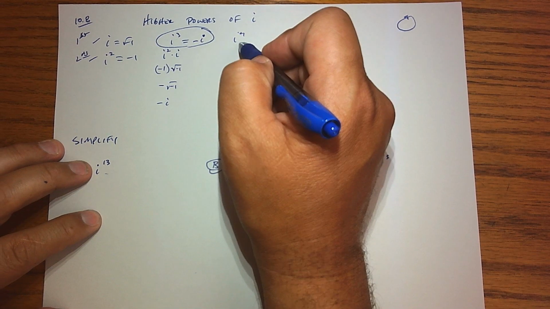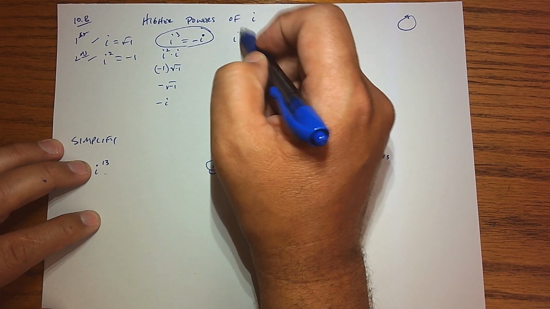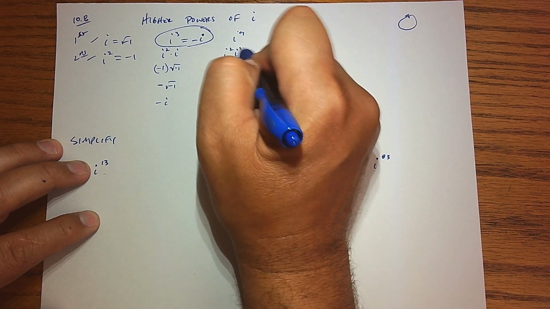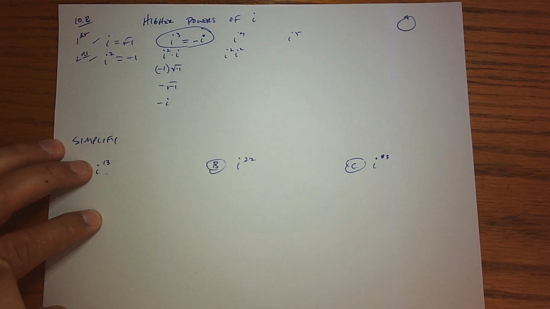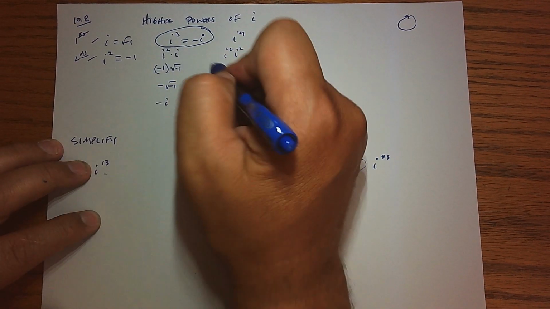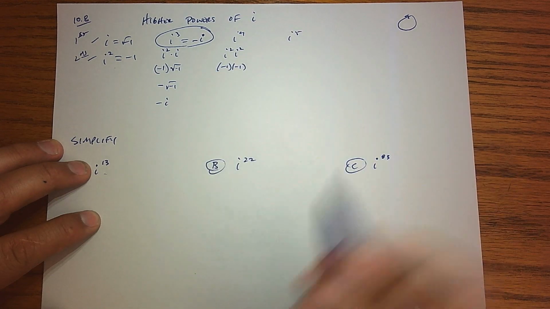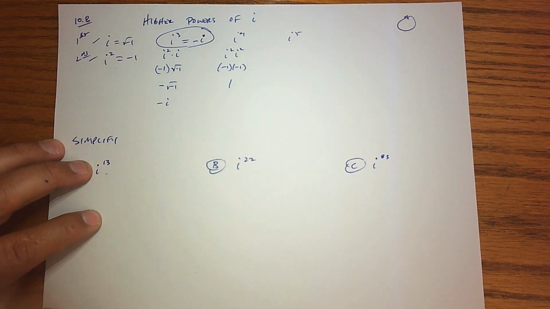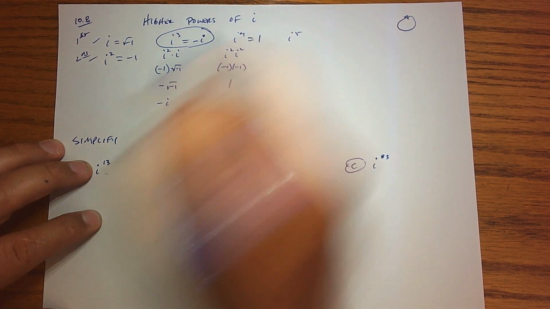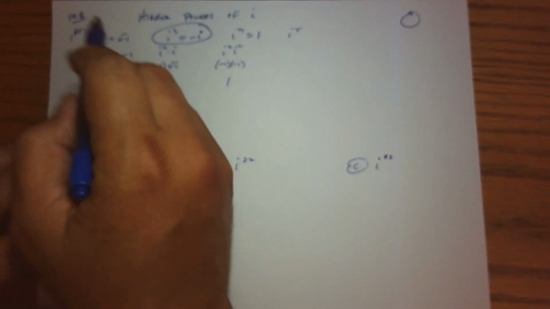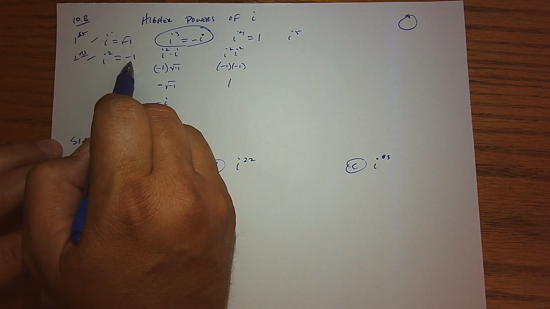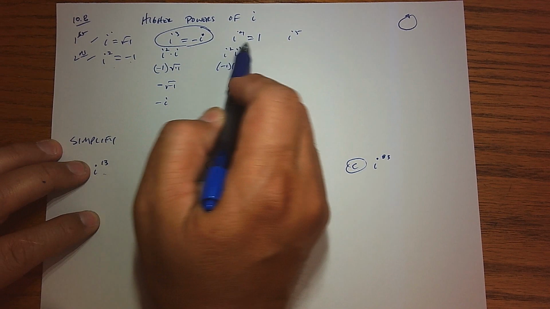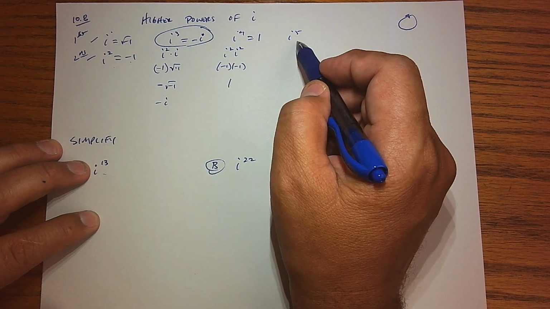What about the fourth power? If we think in terms of exponents, i to the fourth breaks up into i squared times i squared. What do we know about i squared? This would be negative 1 times negative 1, which is equal to 1. So we started off with i, we get a negative 1, we get a negative i, and then we get a positive 1. So what about i to the fifth?